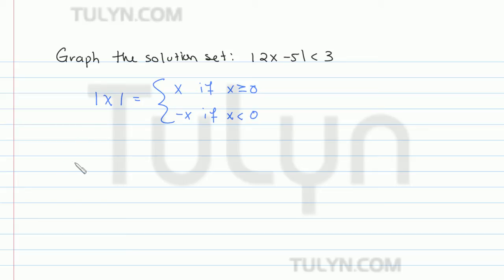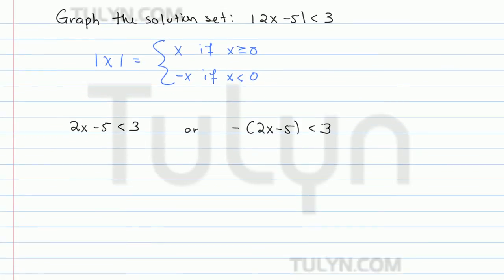So we can say that 2x minus 5 is less than 3 if the case is that this value is greater than or equal to 0, or negative (2x minus 5) is less than 3 in case that value is less than 0. So now we want to solve these guys individually.